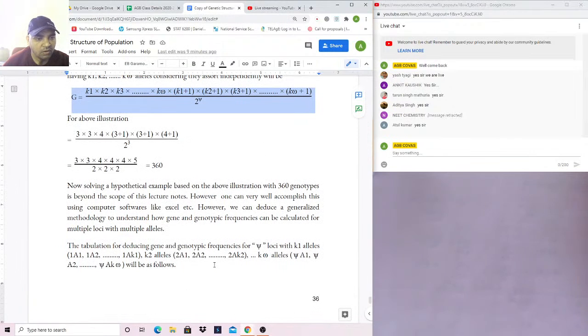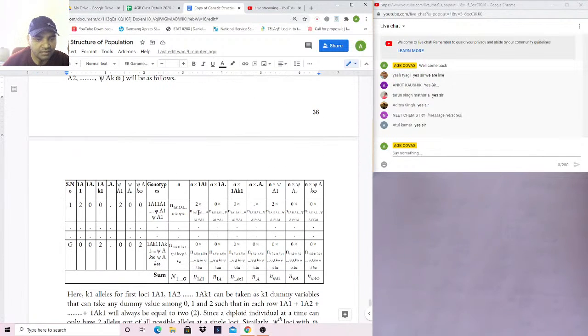Now solving a hypothetical example based on the above illustration with 360 genotypes is beyond the scope of this lecture. However, one can very well accomplish this using computer software like Excel. However, we can deduce a generalized methodology to understand how gene and genotype frequency can be calculated for multiple loci with multiple alleles.